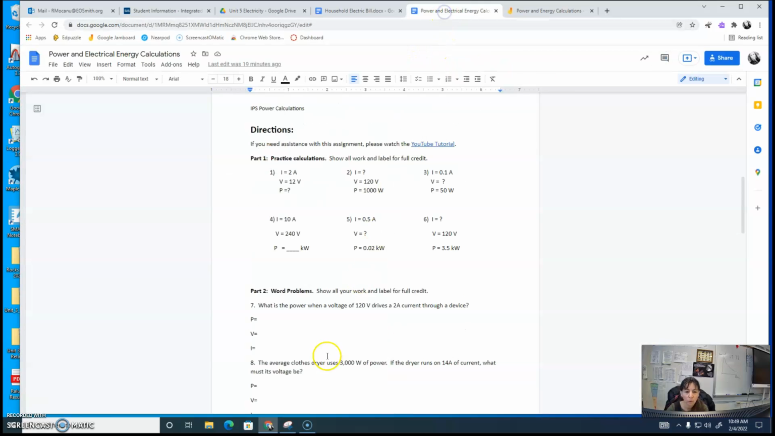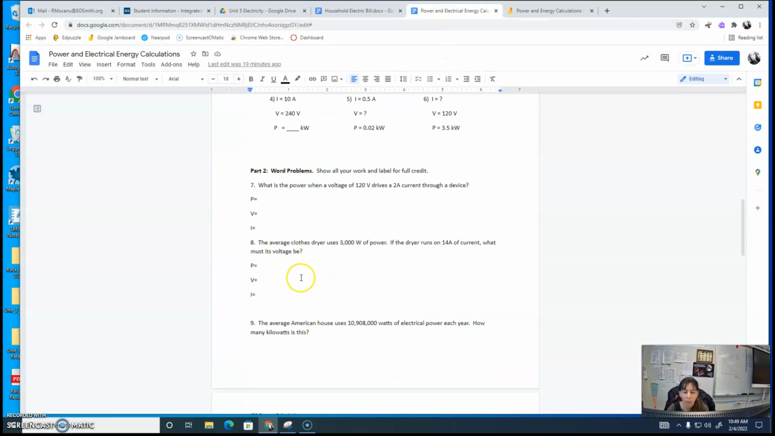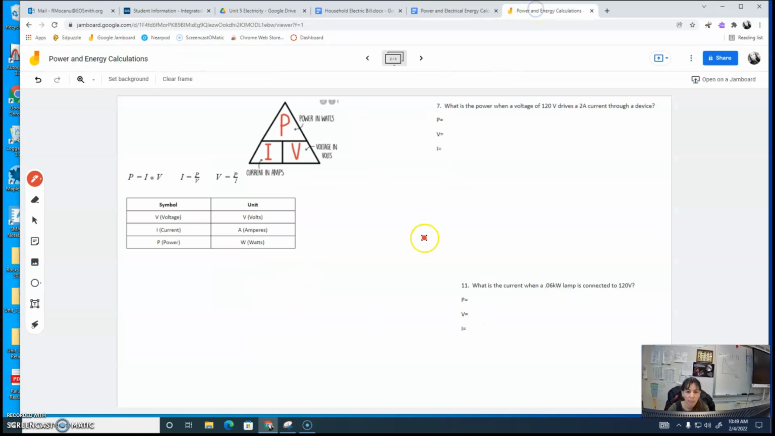Let's move on to part 2 in your assignment, in which you are given word problems, and let's see how we would solve those. So in this situation, it's a little bit trickier because now you have to identify what is what. So prompt 7 is telling us, what is the power when a voltage of 120 volts drives a 2 amp current through a device.